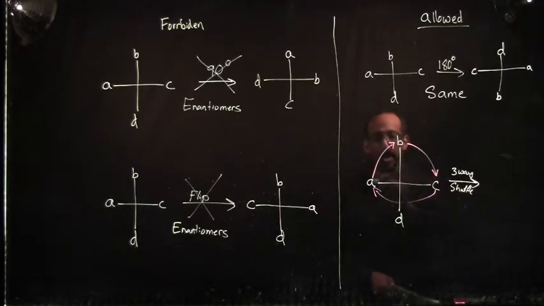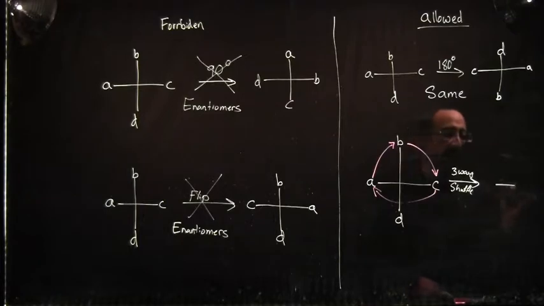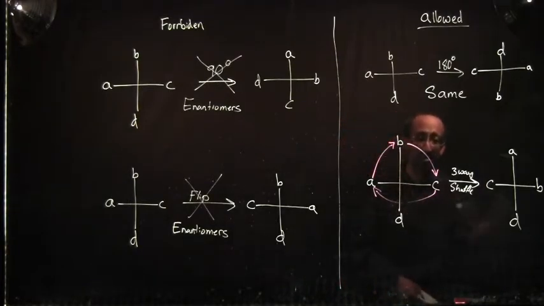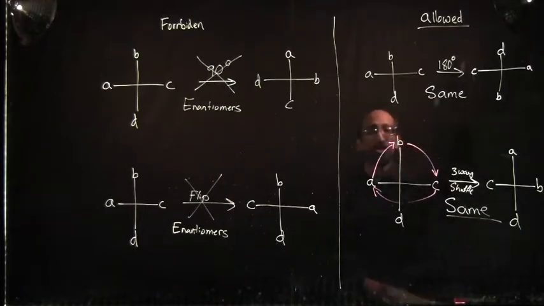So I'm taking A, putting it where B is, B putting it where C is, C putting it where A is, and my new Fischer projection would look like this: A, B, C, and D remains in the same place. And once again, if I make perspective drawings or models of each of these theoretical molecules, I'm going to see that I have made two things that are the same. So these are our allowed operations.